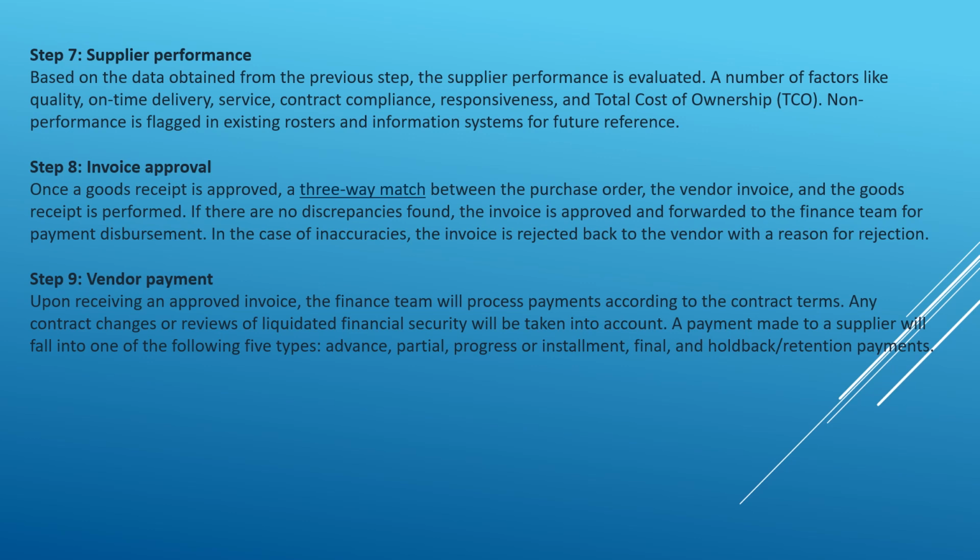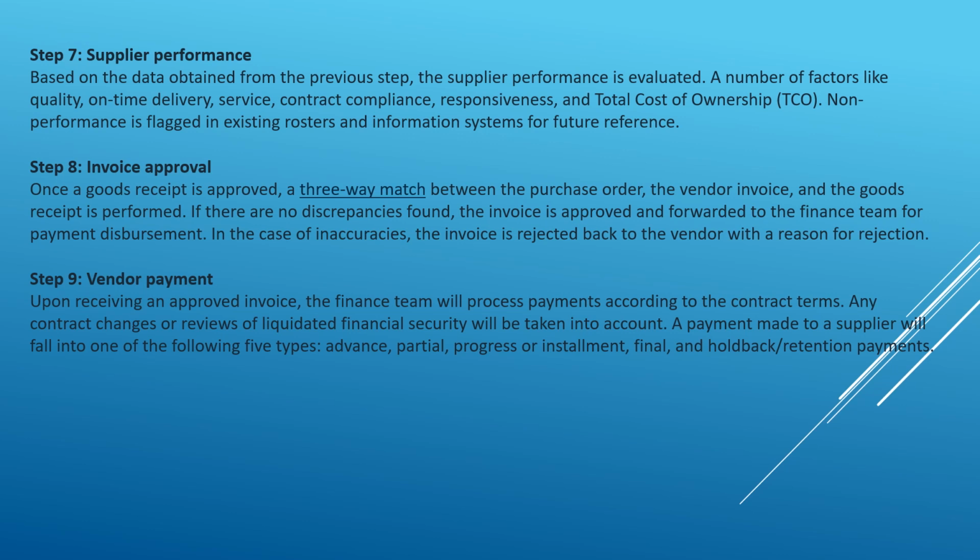Invoice approval. Once a goods receipt is approved, a three-way match between the purchase order, the vendor invoice, and the goods receipt is performed. If no discrepancies are found, the invoice is approved and forwarded to the finance team for payment disbursement. In the case of inaccuracies, the invoice is rejected back to the vendor with the reason for rejection.